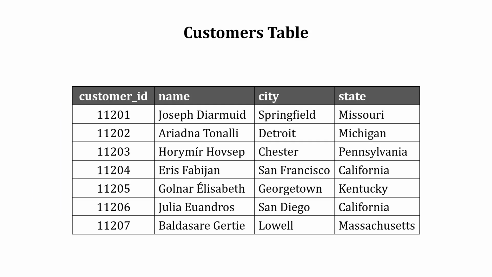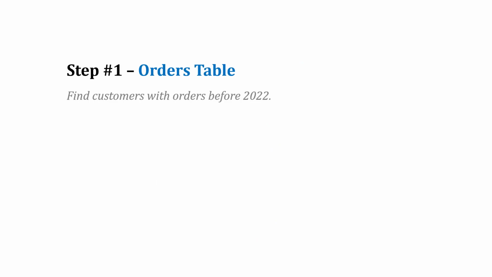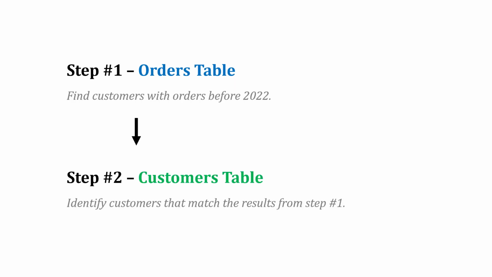Now, let me share an example of how I might use CTEs. Say I have a customers table, and what I want to do is query customers that had an order before 2022. Now, the challenge I'm going to face is the customers table doesn't have order information. I've got to go get that from somewhere else, like the orders table. So the way that I'm going to complete this is probably in 2 steps. The first step is to go to the orders table and find customers that have orders before 2022. And then use those results for the second step. Go to the customers table and identify customers that match those results, match the list.